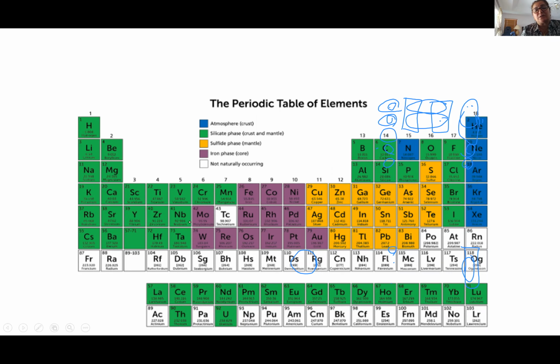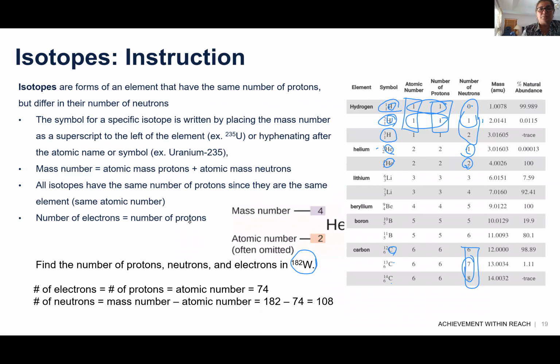So we know that the smaller number is the atomic number. So 74 is going to be the atomic number. So the number of protons is 74. The number of electrons is going to be 74. Why 74? Because these two numbers must be the same, because we don't see any charge here. If there is no charge, that means the number of protons and electrons are the same.